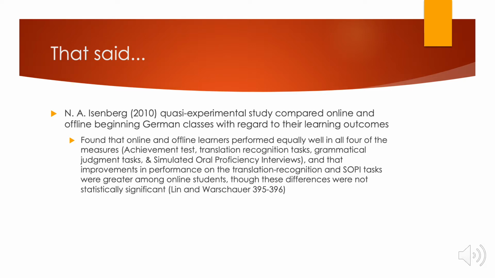Lastly, N.A.A. Eisenberg's 2010 quasi-experimental study compared online and offline beginning German classes with regards to their learning outcomes. They found that online and offline learners perform equally well in all four of the measures: achievement tests, translation recognition tasks, grammatical judgment tasks, and simulated oral proficiency interviews, or SOPIs, and that improvements in performance on the translation recognition and SOPI tasks were greater among online students though these differences were not statistically significant.